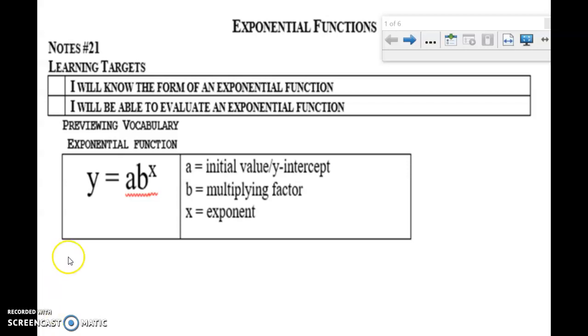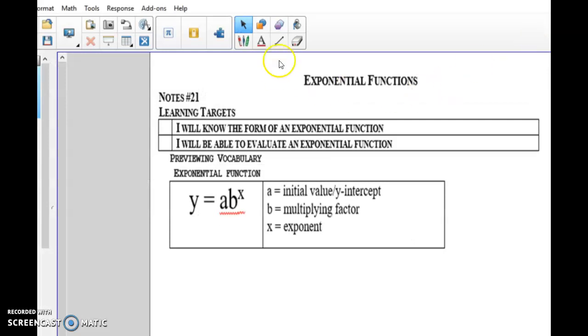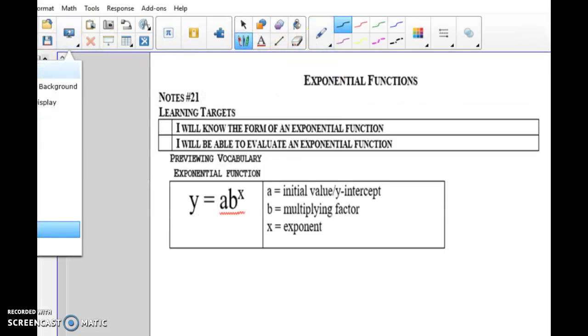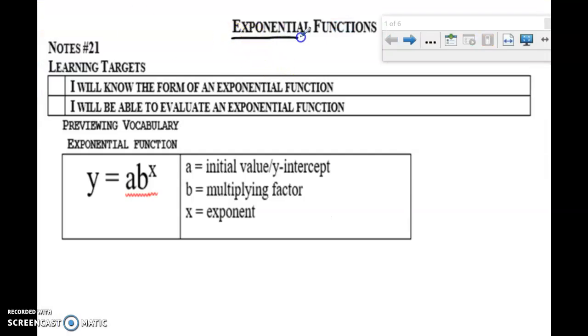Welcome to Notes 21 and exponential functions. The key in that title is exactly like what it sounds from what we did in lesson 20. It's all about the exponent, okay? So a function that has an exponent. By the end of class, you will know the form for an exponential function, and you'll be able to evaluate an exponential function as well.